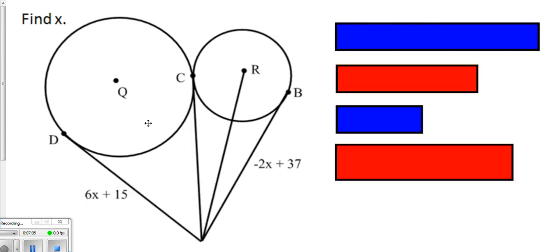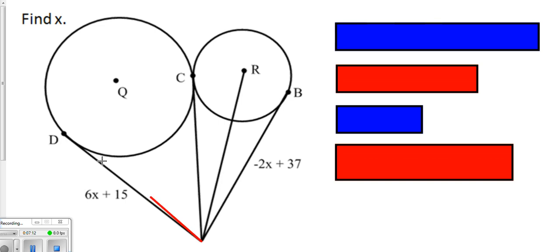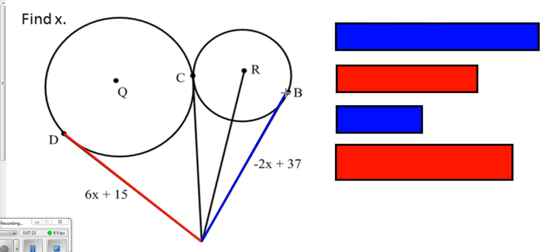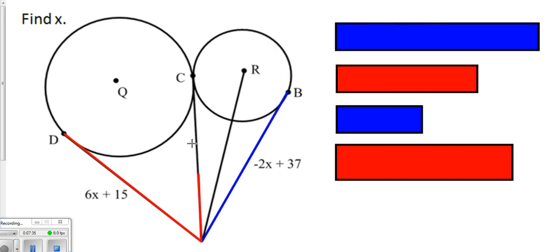In this example, we are looking for the value of x. We've got a couple different lines here. We've got this line touching the point right here. We know that it's 6x plus 15. And then we've got this line starting right here, coming over this way, and we know that that's negative 2x plus 37. Well, if we look closely here, this line is tangent to circle Q, and it's also tangent to it at this point, which means that these two red lines are the exact same length.